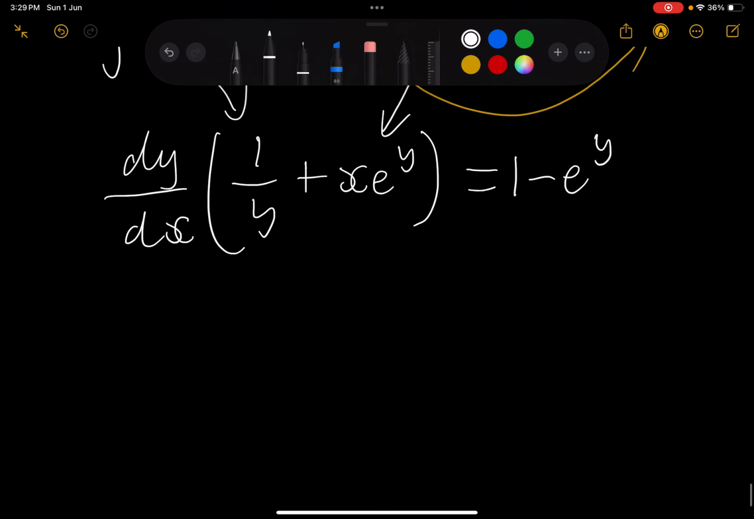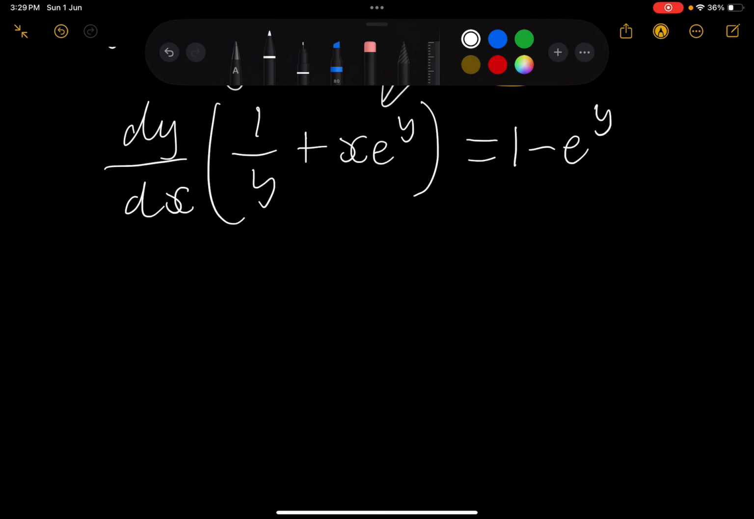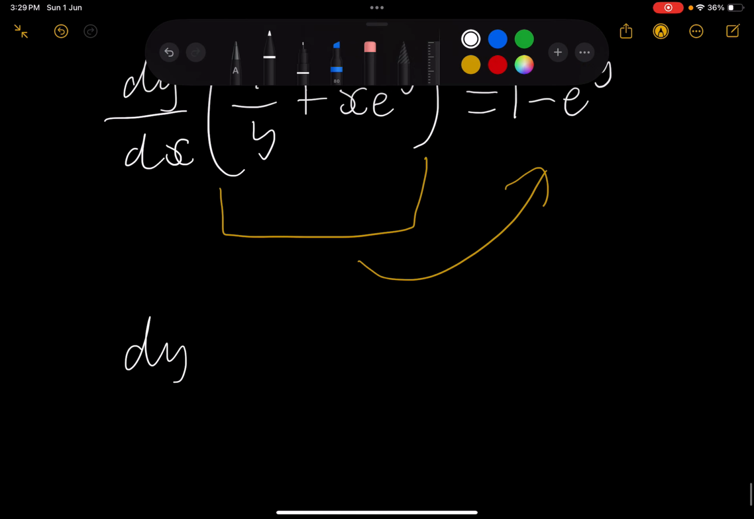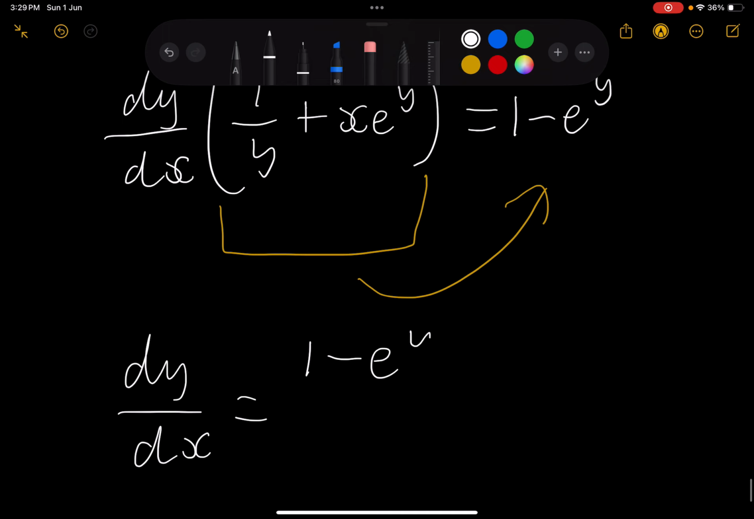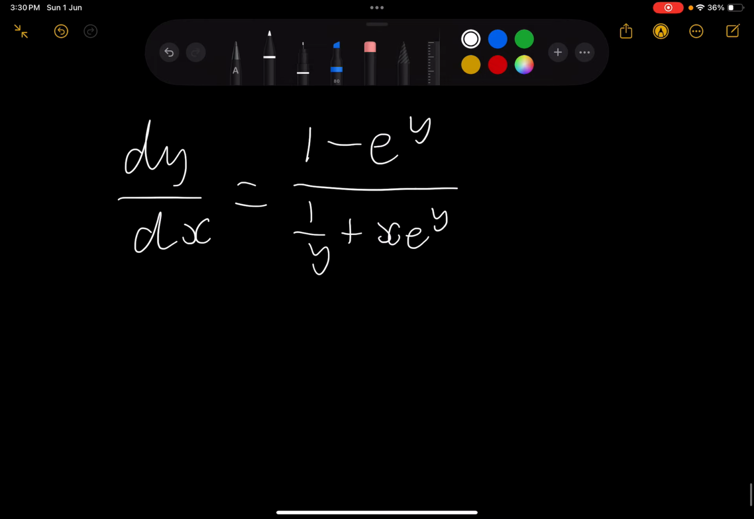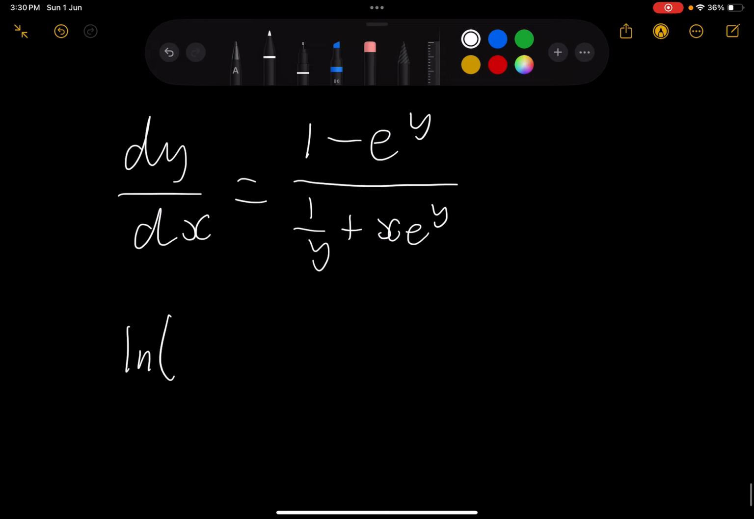Now the final step is we take this here and we move it underneath here, which means dy over dx equals 1 minus e to the y over 1 over y plus x e to the power of y. And that's our answer. And we just solved the implicit differentiation of ln y plus x e to the power of y equals x.